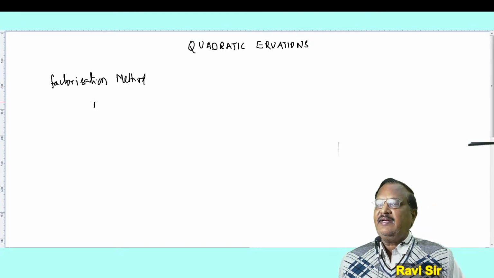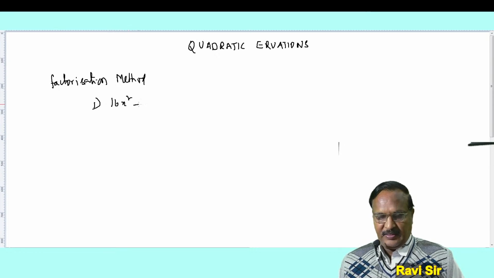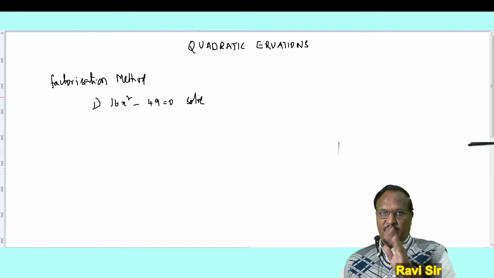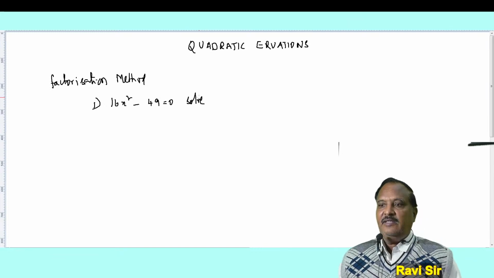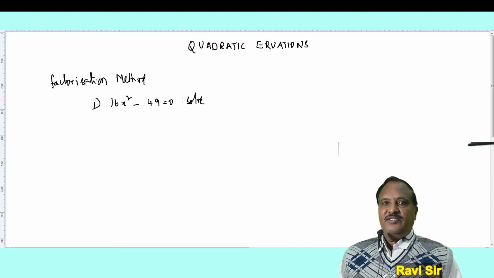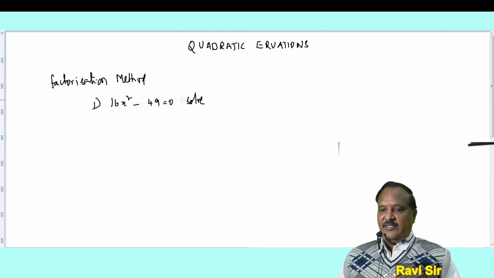So now I'll just take one example. Solve 16x square minus 49 is equal to 0. So the question will be asked like this: solve 16x square minus 49 is equal to 0.